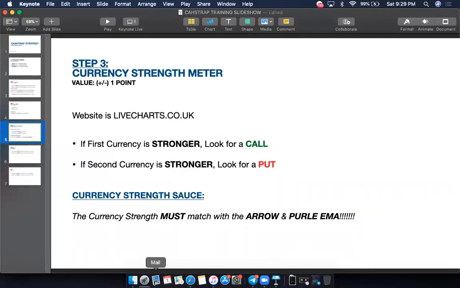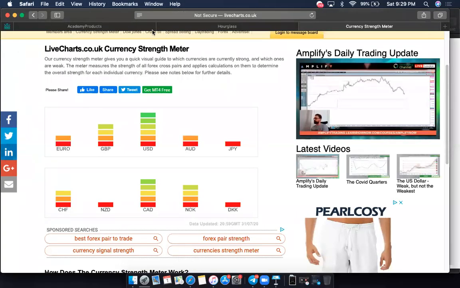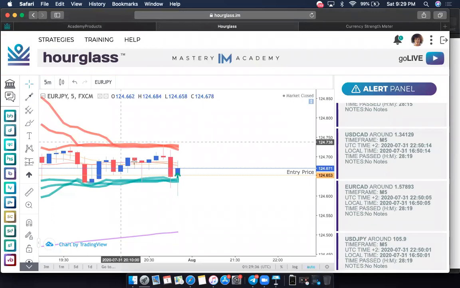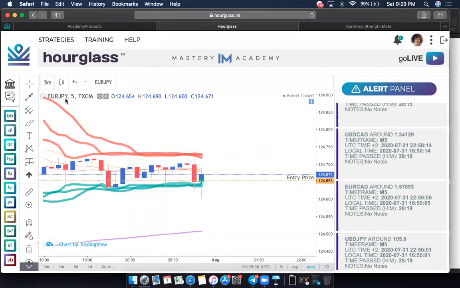So if you're looking at our chart, we're looking at Euro JPY. The first currency is Euro. The second currency is JPY. So if we have the purple line at the bottom, we know that we're looking for a call.